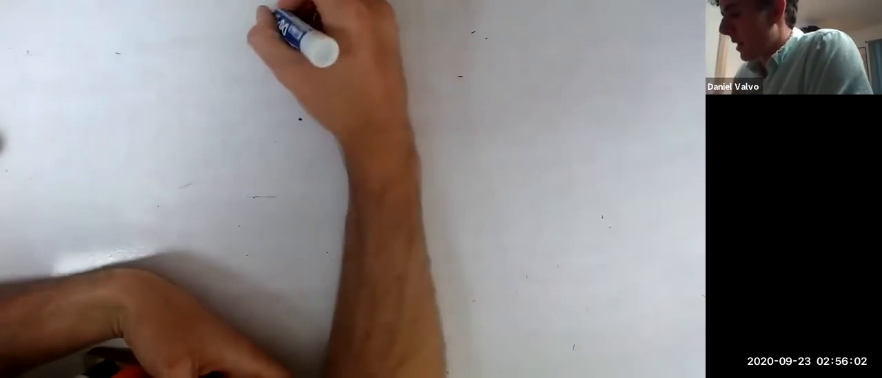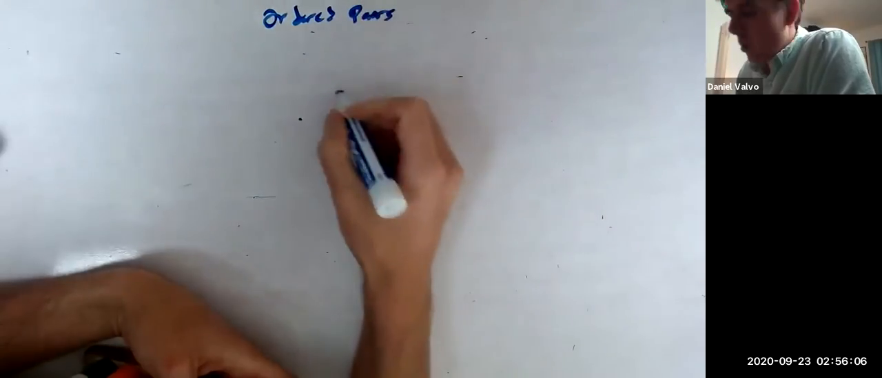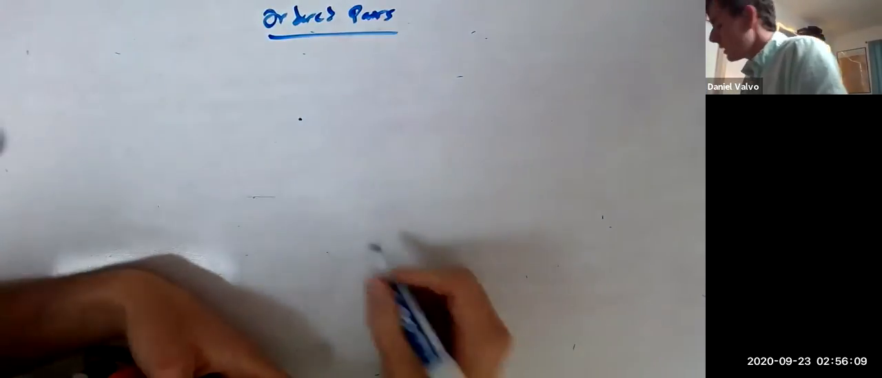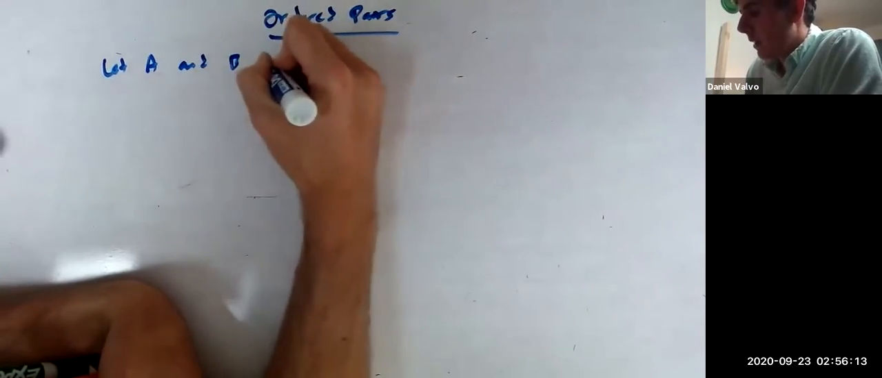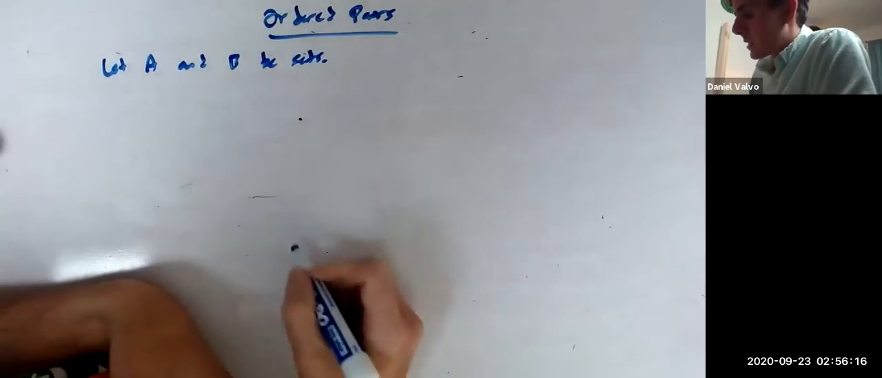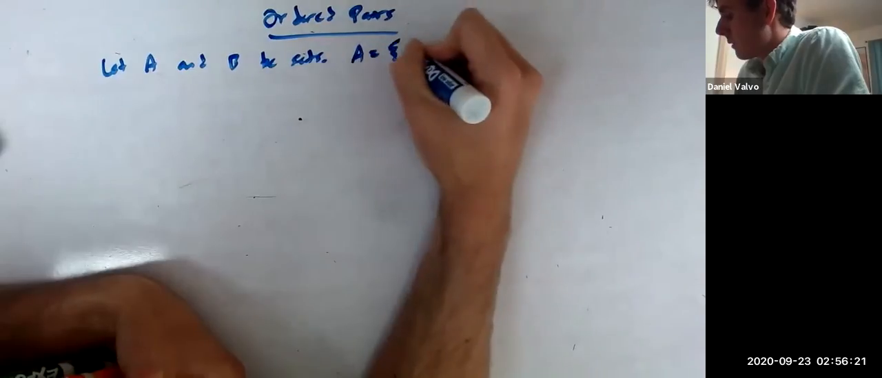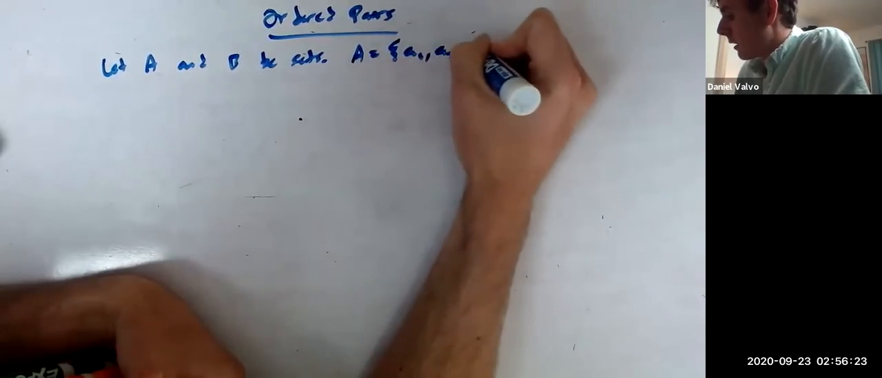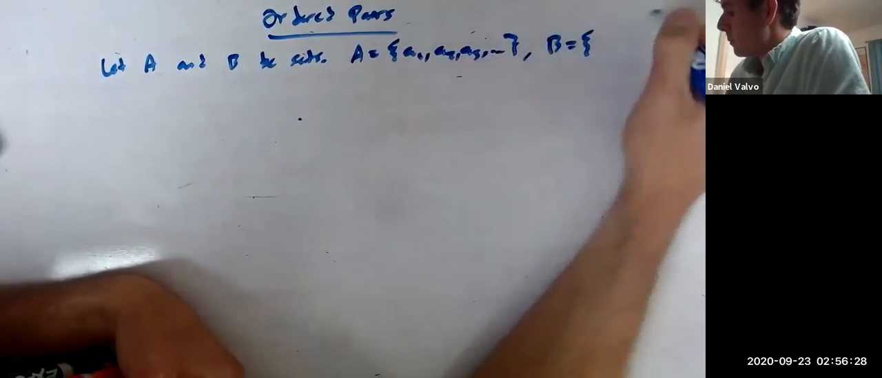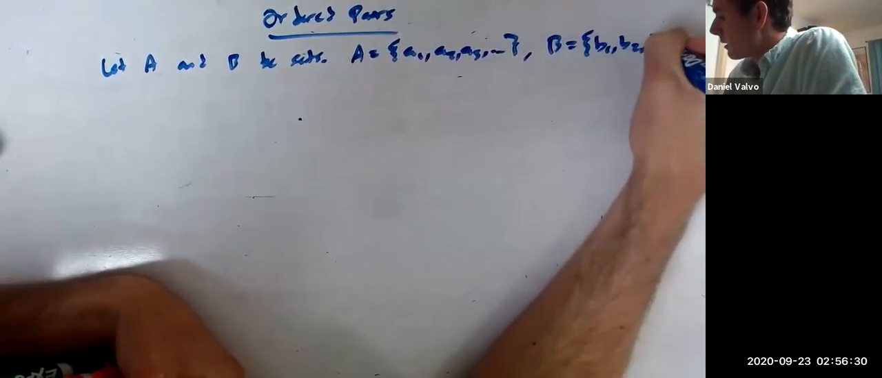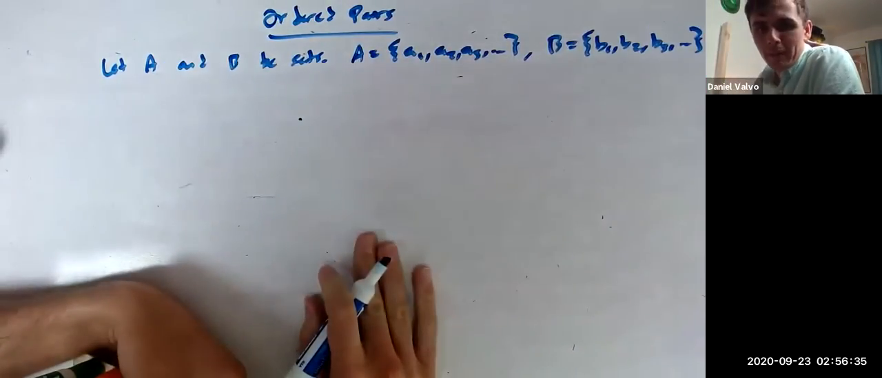So let's talk about ordered pairs. This is the main thing we talk about, ordered pairs. So let A and B be sets. And then we can kind of label them. A is A1, A2, A3, like that. B is B1, B2, B3, like that. It could be infinite, it could be finite, it doesn't really matter, right?